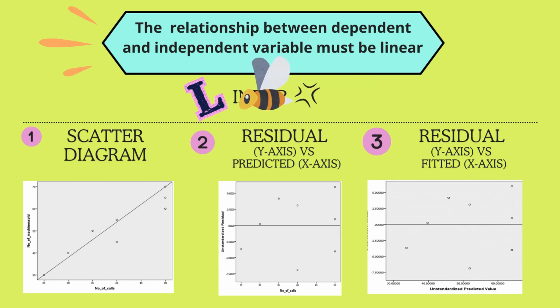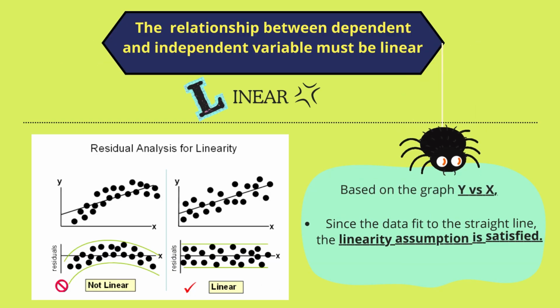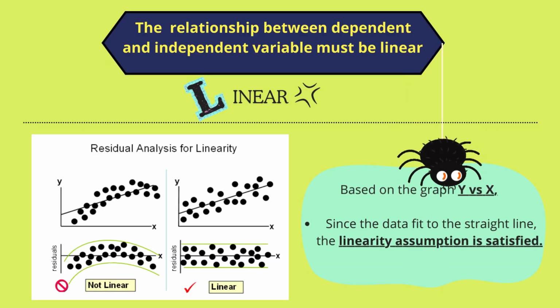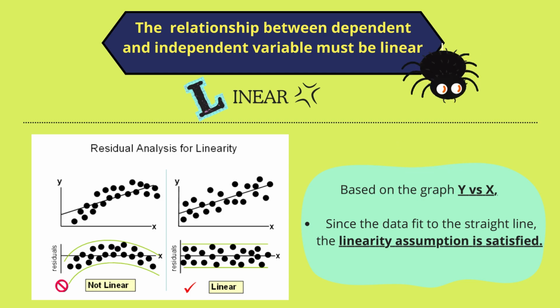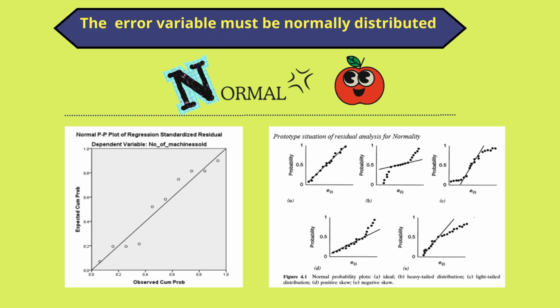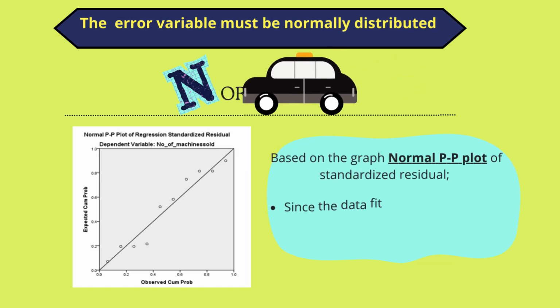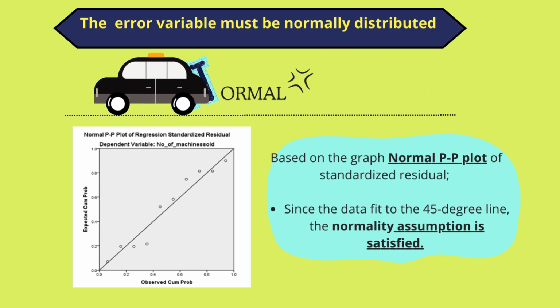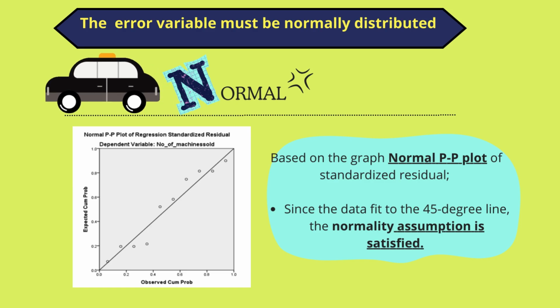First, for linearity, the assumption can be examined through a scatter diagram of y versus x, y versus predicted x, or y versus fitted x. Based on the graph y versus x, since the data fit the straight line, the linearity assumption is satisfied. Second, for normality, the assumption can be examined through the normal PP plot. Based on the graph normal PP plot of standardized residual, since the data fit the 45-degree line, the normality assumption is satisfied.